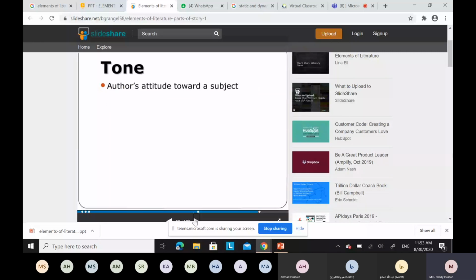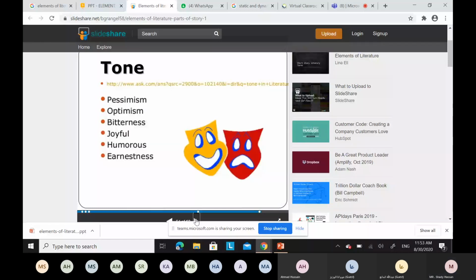And we've got the tone element. Tone. It's the attitude toward the subject. Your attitude. You're feeling well. You are angry. You're upset. You're happy. This is what I mean by the tone. Your feelings. So in tone you can be pessimistic, optimistic, bitter, joyful, humorous, or upset.